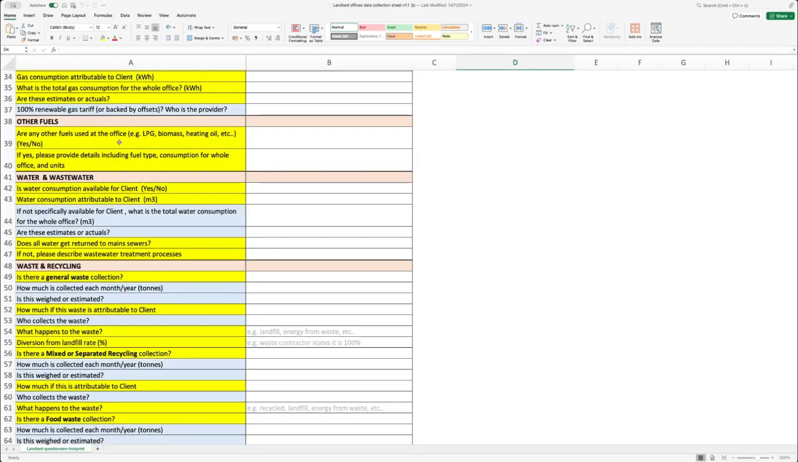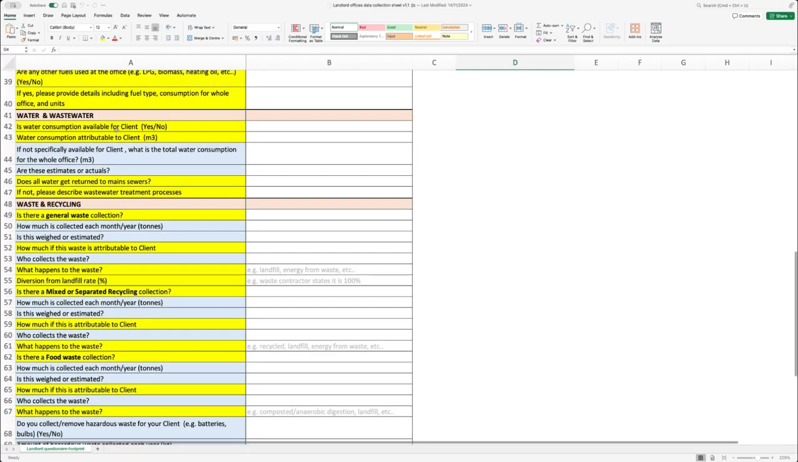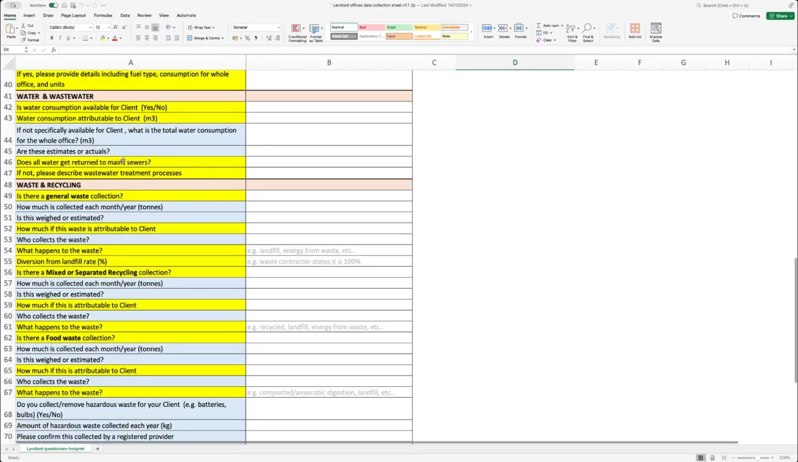You might be using some other fuels in the building. You may not know this, but again, it's always worth asking the question. So is there anything else, whether it's liquid gases, LPG or propane, or biomass or heating oil? And again, asking them for information on that. There's similar information around water and wastewater, and what happens to it. Crucially, this is an important question just to check that actually all of the water that comes in does go out, and doesn't go to a separate sewage treatment plant somewhere.